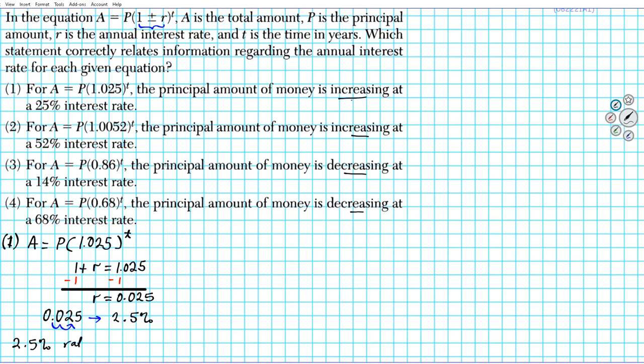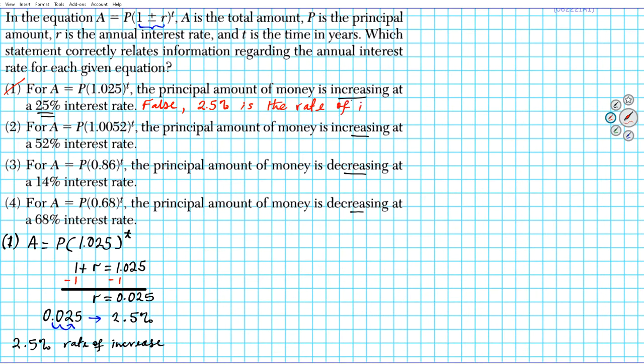Okay, so is that in agreement with what's specified? For option 1, it says the money is increasing at 25%, and working it out, we found that it's actually increasing at 2.5% using this model. So is that statement correct? The statement is false. It's false because 2.5% is the rate of increase, not 25.